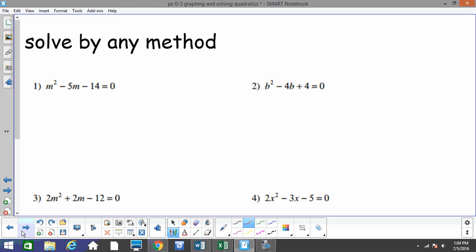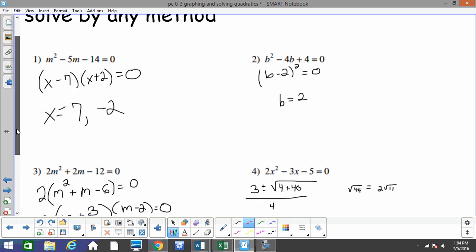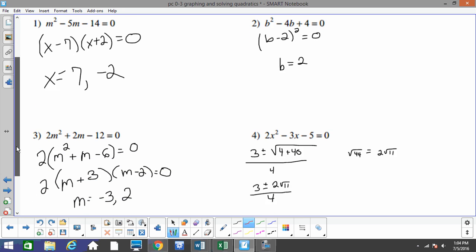All right, this should be a you try. Go ahead and solve these 4 problems. I would pause the computer, see how you do, then come back and check yourself. 1 and 3, I did by factoring. Number 2, I used the square root. If I needed to, I could have formed a perfect square trinomial, but I already had one. And number 4 was the quadratic formula.